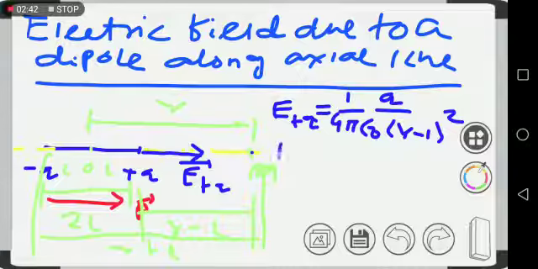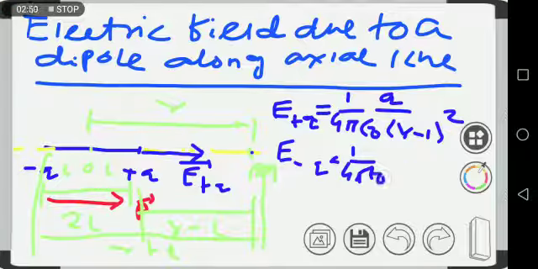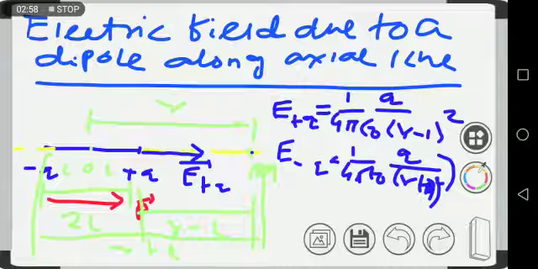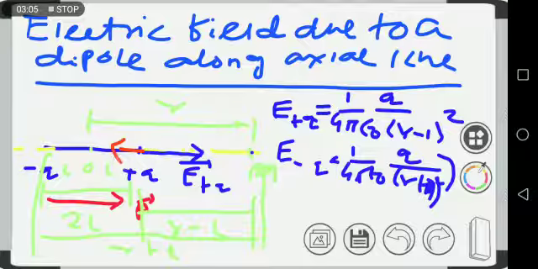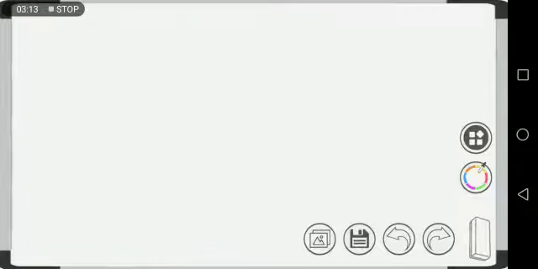Okay, similarly E due to minus q can be calculated as 1 upon 4 pi epsilon naught q by r plus L whole square. This electric field is directed opposite to that of p, in this direction. This is E minus q. Okay, so we are going to find the net electric field now. To find the net electric field we have to add these two electric fields.